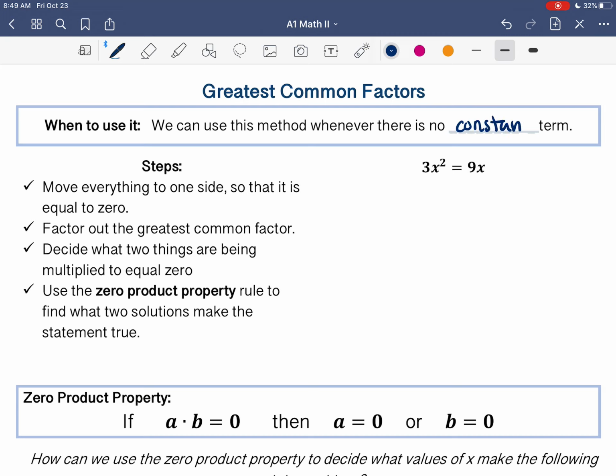That's what goes here, constant. So remember our ax squared plus bx plus c. When you are missing this term, the c term, then you are allowed to use greatest common factor. So we're going to pay real close attention to the steps here because they're different than something that we might expect. Like normally we would, okay, so let's think about this.